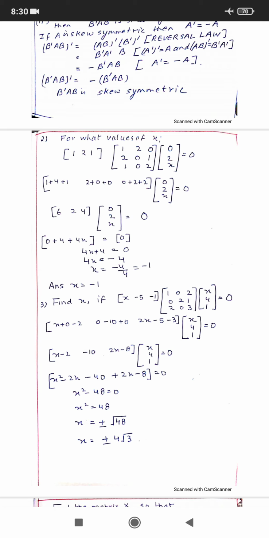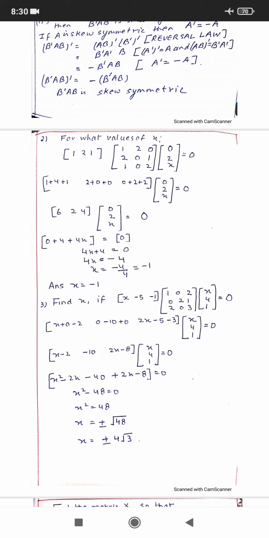Third question. Find x if the matrix x minus 5 minus 1 multiplied by the matrix 1 0 2, 0 2 1, 2 0 3 and the matrix x 4 1 is equal to 0. Let us multiply x minus 5 minus 1 with the second matrix, row into column. x is multiplied by 1, minus 5 with 0, minus 1 with 2. We get x plus 0 minus 2.